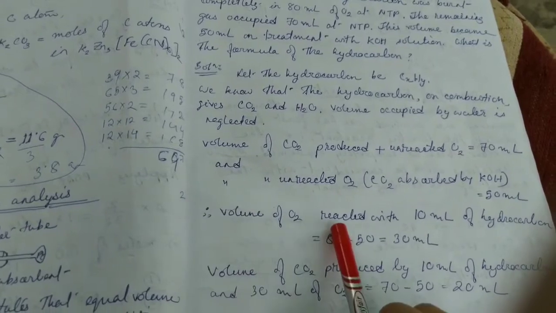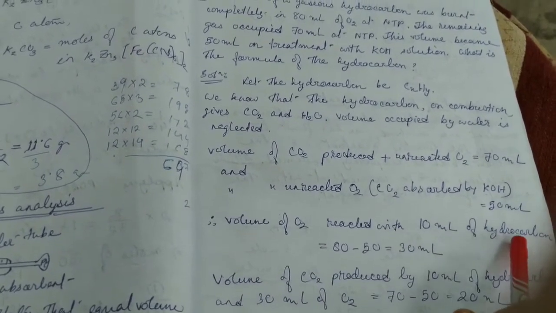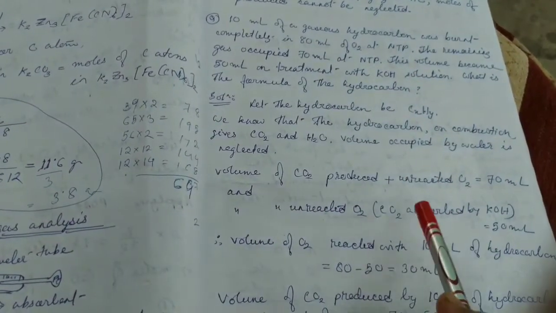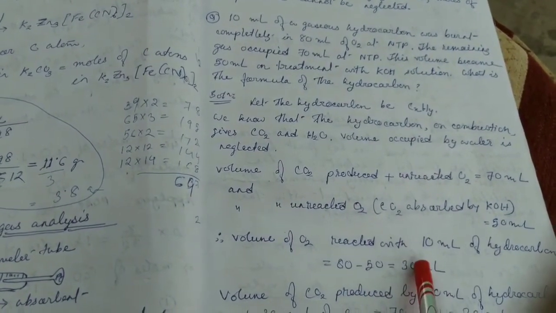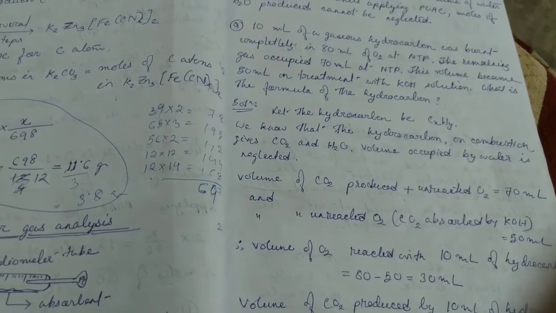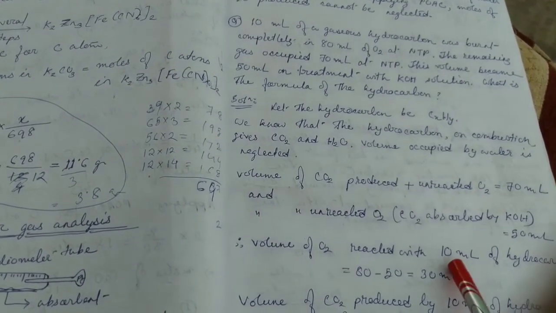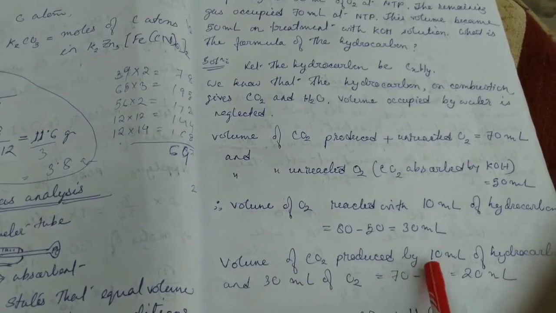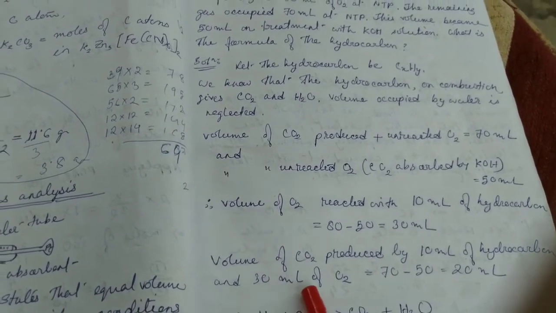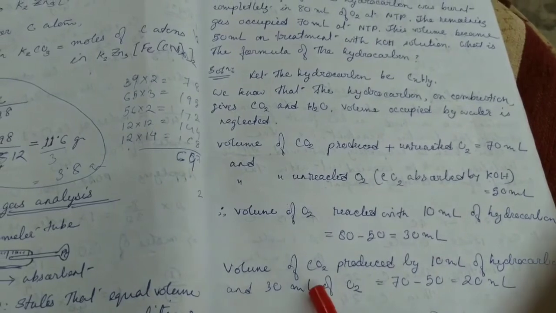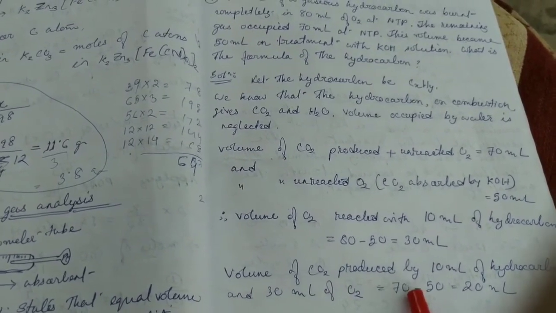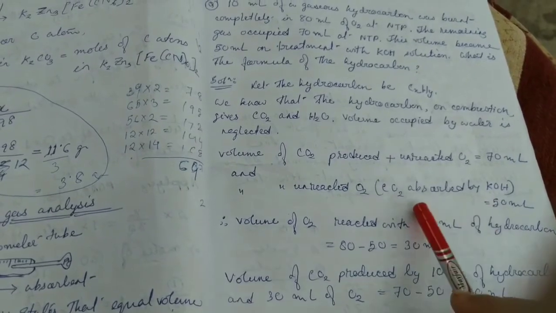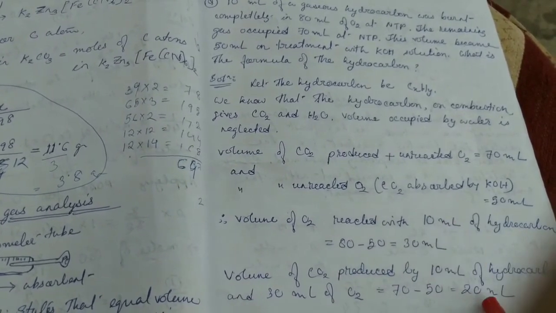And the volume of oxygen reacted with 10 ml of hydrocarbon will be, initially it is 80 ml, so 80 ml minus 50 ml will be equal to 30 ml. That means the oxygen reacted is 30 ml. Now the volume of CO2 produced by 10 ml of hydrocarbon and 30 ml of oxygen: from the remaining gas, 70 minus 50, that is the CO2 adsorbed by KOH, equals 20 ml.